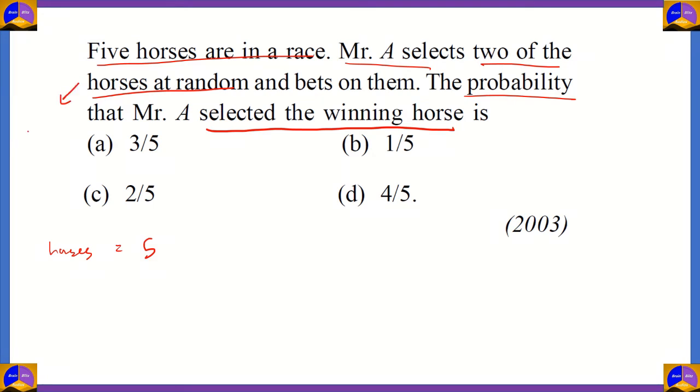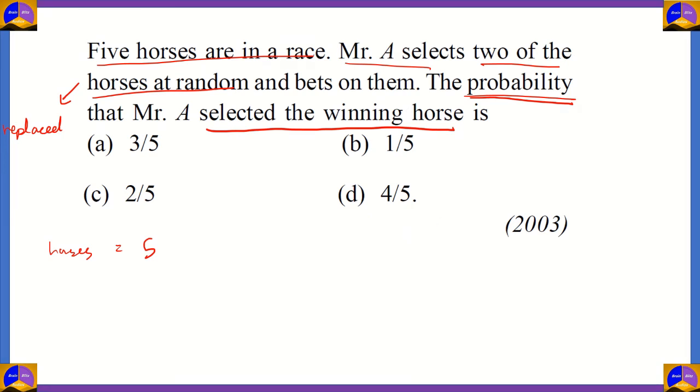Now if you notice, this selection cannot be replaced. He cannot select a horse and then replace it and take another horse in a bet. When he takes 2 of the horses at random, he takes them away from the 5. So therefore, this selection cannot be replaced. So that means in probability, you will have to multiply for each of the cases. Now, the probability that we're looking for is the probability that Mr. A selected the winning horse and won the bet.